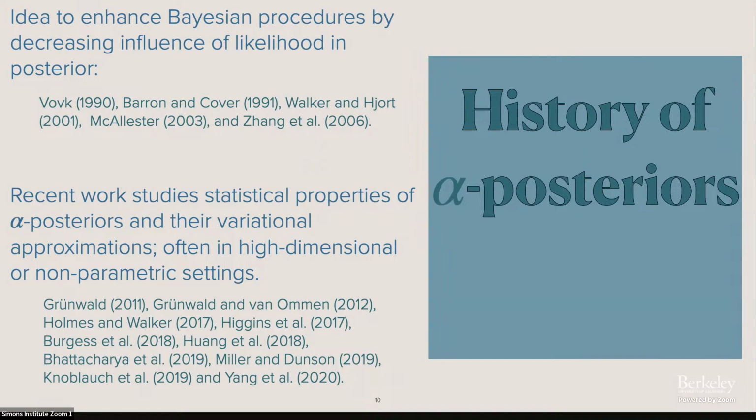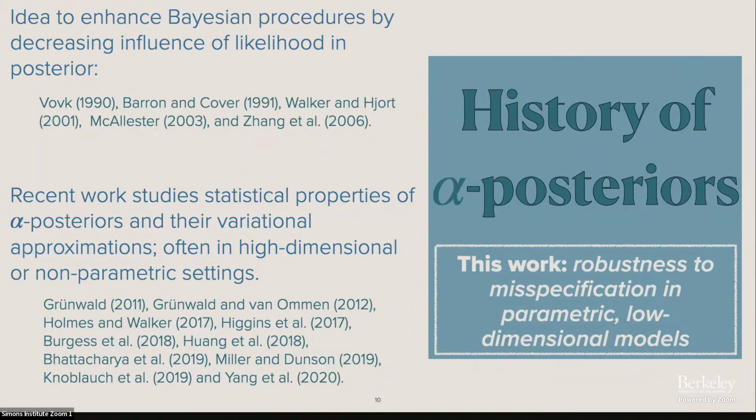People have been thinking about these alpha posteriors for a long time, and there was a resurgence of interest in the early 2010s, when folks started empirically seeing some nice robustness properties of these alpha posteriors. There's been some recent work, but it's often in high dimensional or non-parametric settings, or mostly empirical or heuristic. So our first goal when we started this project, which is what I'm going to show you today, was to say something rigorous about the robustness properties in our very standard statistics setting, which is parametric and low dimensional models. By low dimensional, I mean the amount of data is growing, but the dimension of the theta vector, the hidden variables, is fixed, right?